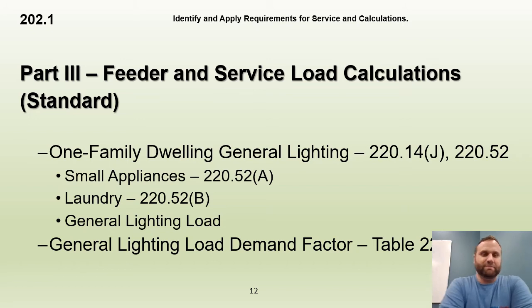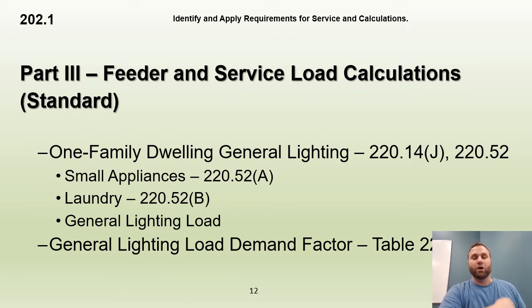All right, one-family dwelling general lighting. We've already discussed what our floor area is: our floor area, outside perimeter, square footage, and then we apply a voltamps per square foot at 3 VA according to 220.14J, right? So we recalled that. 220.14J says 3 VA per square foot in a one-family dwelling unit. So 3 VA times whatever our floor area is gives us our total VA for general lighting.